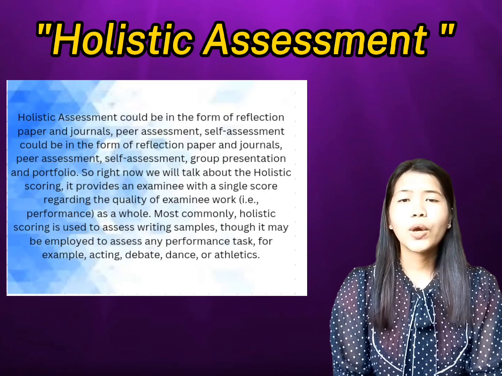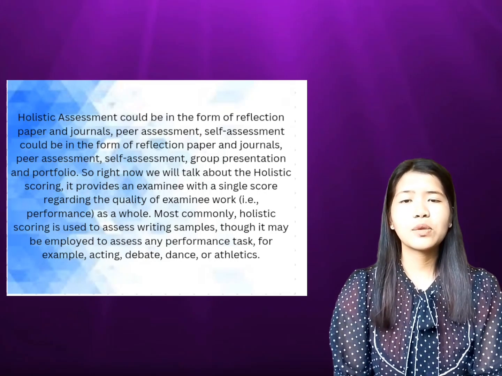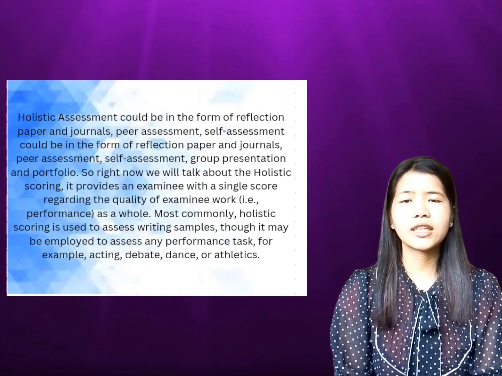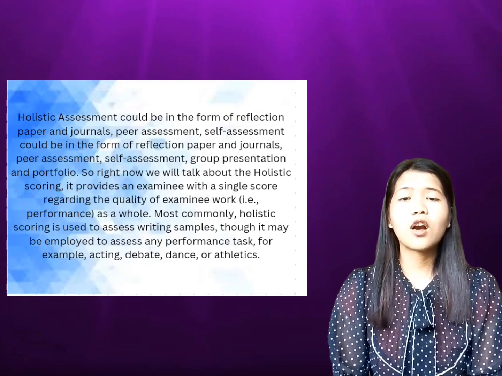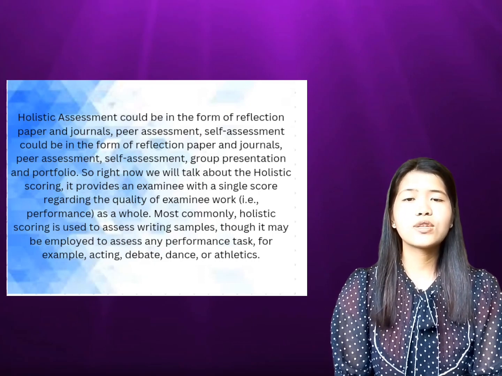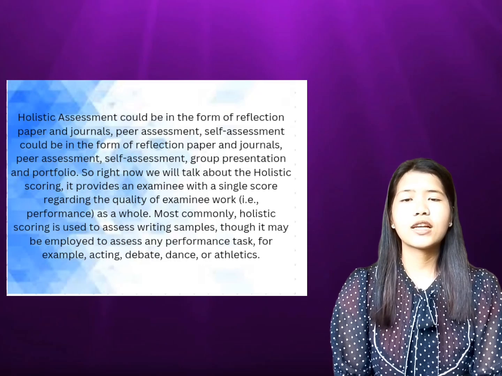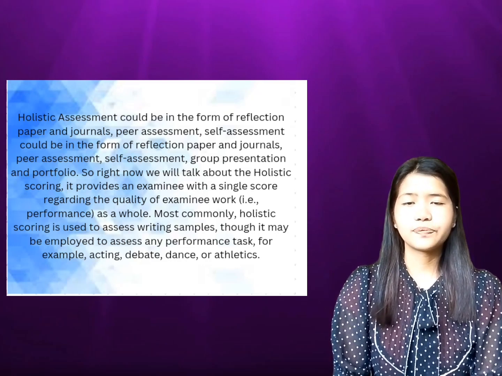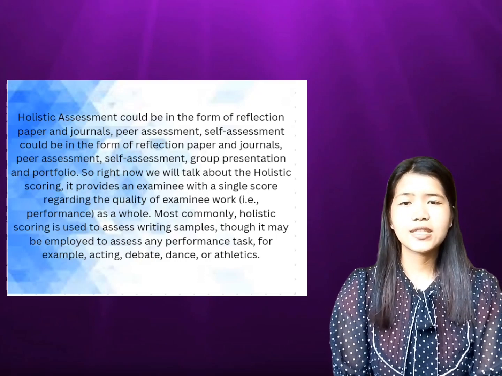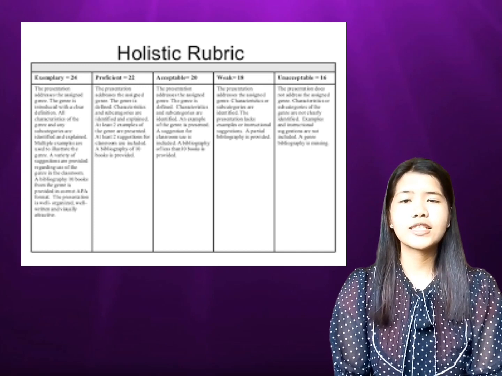So right now, we will talk about holistic scoring. It provides an examinee with a single score regarding the quality of examined work or performance as a whole. Most commonly, holistic scoring is used to assess writing samples, though it may be employed to assess any performance task, for example, acting, debate, dance, or athletics. So as you can see, this is the example of a holistic rubric.